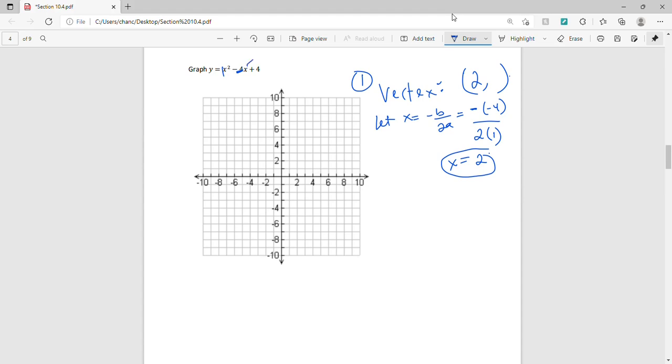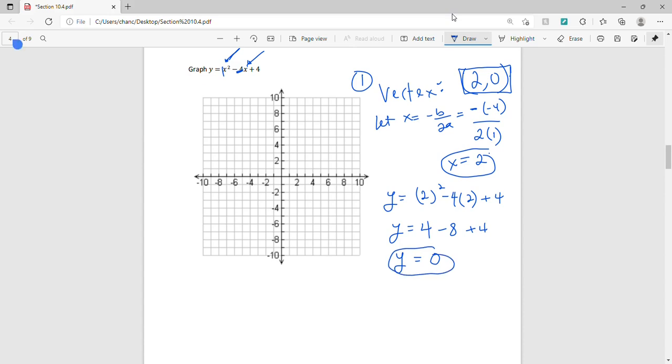We'll need to replace the x's here with the number 2, and so we're just going to do substitution to solve for the y coordinate. y equals 2 squared, which is 4. Negative 4 times 2 is negative 8, plus 4. So in this case, we get y is equal to 0, which means the vertex is the point 2 comma 0. That's our vertex, 2 comma 0. Let's plot the point 2 comma 0.